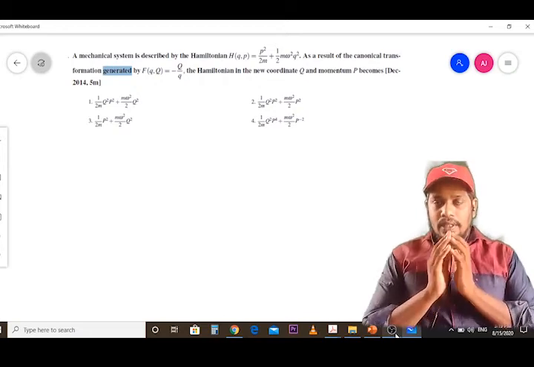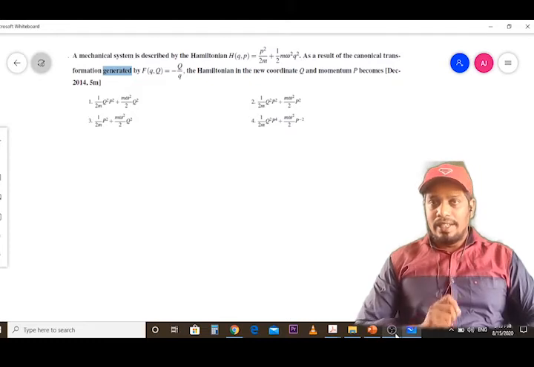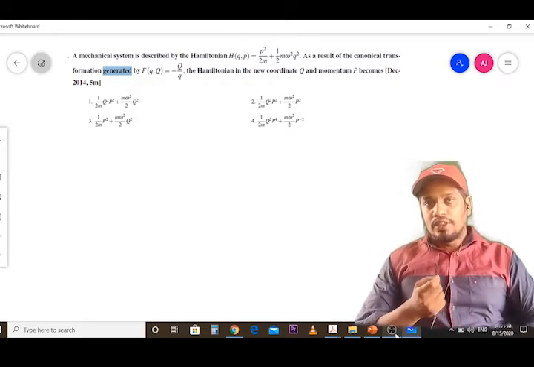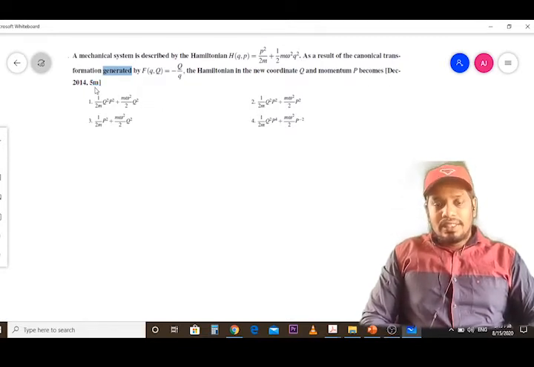Good morning, everyone. Now we are going to look at the second problem in the generating function. This question is also from CSIR NET, from the December 2014 five-mark questions.